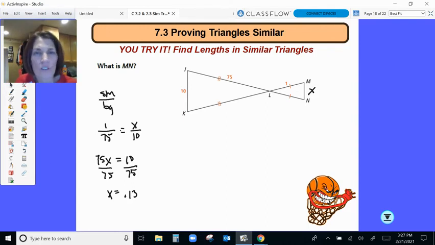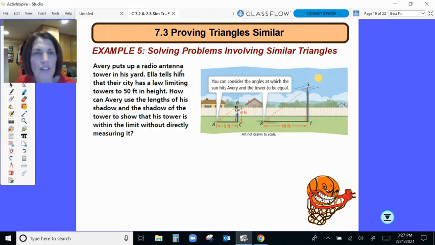All right, we have one more little application here. Avery puts up a radio antenna tower in his yard. Ella tells him that the city has a new law limiting the towers to 50 feet in height. How can Avery use the lengths of his shadow and the shadow of the tower to show that the tower is within the city limits without directly measuring it?